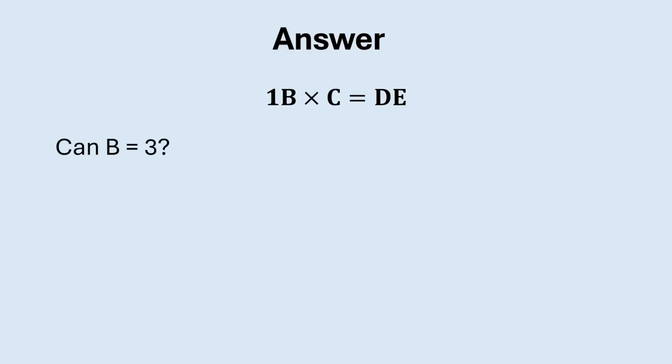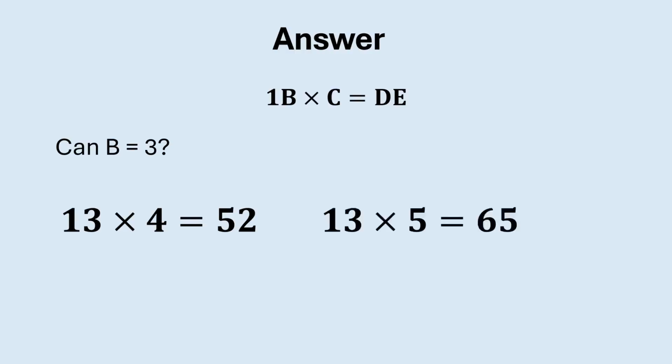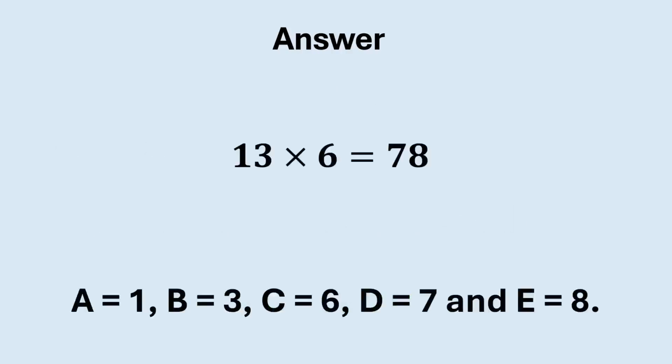And how about 3? Similarly, if B is equal to 3, AB is equal to 13. And again, we give several different values for C and test this equation. 13 times 4 is equal to 52. 13 times 5 is equal to 65. And 13 times 6 is equal to 78. This looks really promising because 1, 3, 6, 7, 8 are different and in ascending order, and 13 times 6 is equal to 78 is a correct equation. So we have found the answers to this question. A is equal to 1, B is equal to 3, C is equal to 6, D is equal to 7, and E is equal to 8.